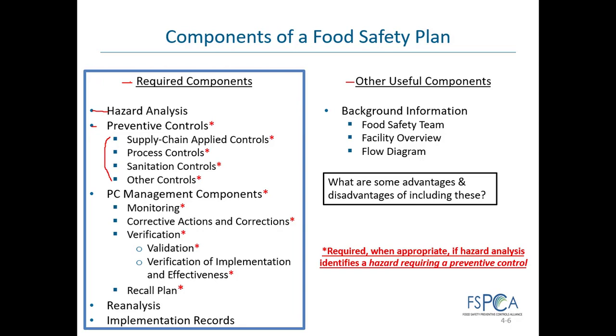And you'll notice that this section has a red asterisk next to it. Well, right down here, it says this is only required if your hazard analysis says you need a preventive control, which makes sense. If you go through the hazard analysis and decide you don't need a preventive control, you're not going to need to do all of these things, right? But if you do have a preventive control, you're going to need to tell us what it is. You're also going to need to tell us what your management components look like. So how are you going to monitor it? How are you going to do corrective actions? What does your verification process look like?